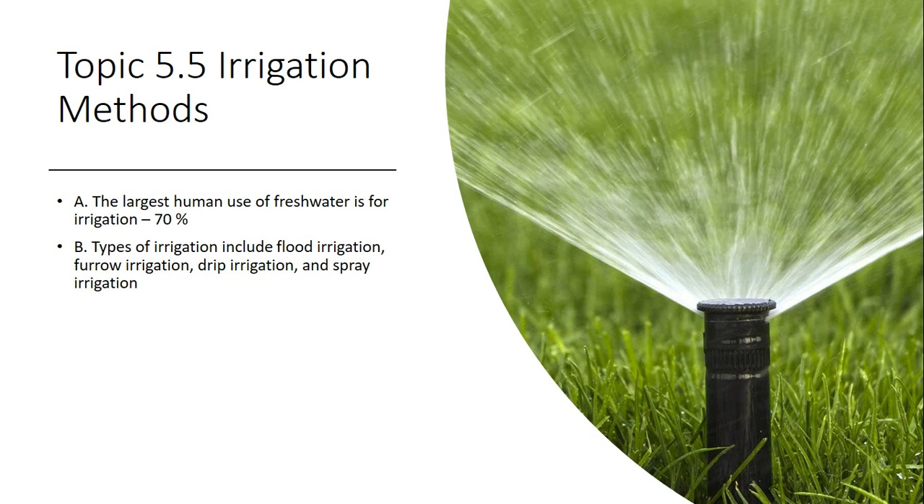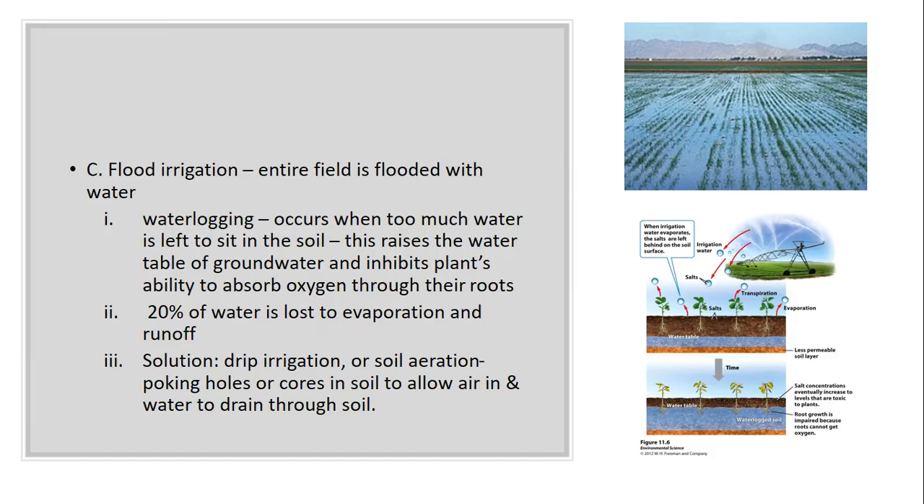Now, the largest human use of fresh water tends to be for irrigation purposes. The types of irrigation we need to know for this course are flood irrigation, furrow, drip, and spray. You will need to understand the efficiency of each, the evaporative water loss of each, and how cost effective it may be. Now, specifically looking at flood irrigation, it sounds exactly like what it does. You literally flood the entire field with water.